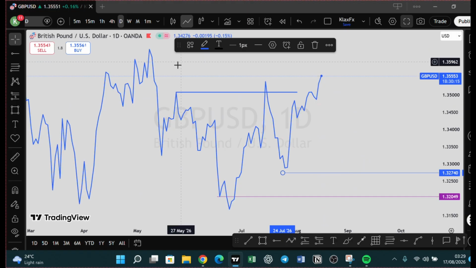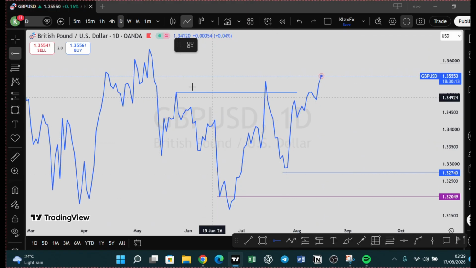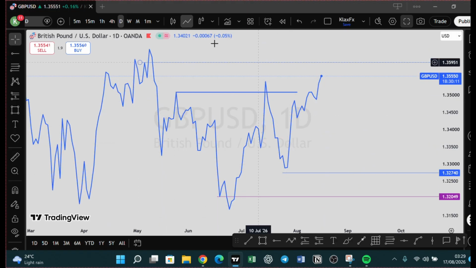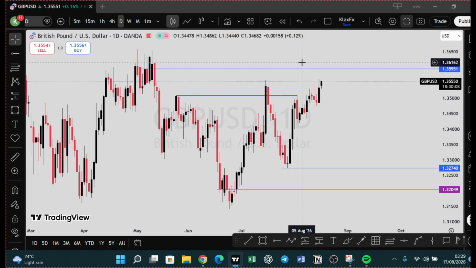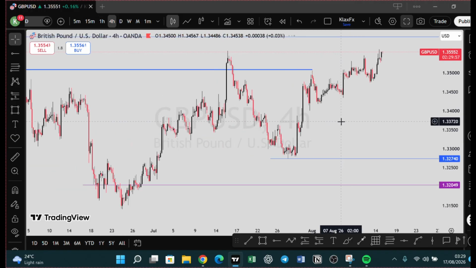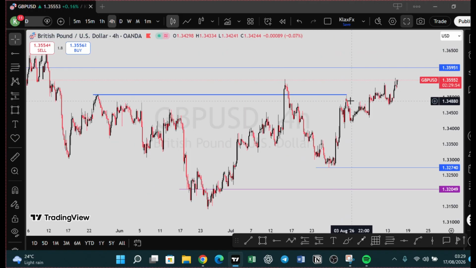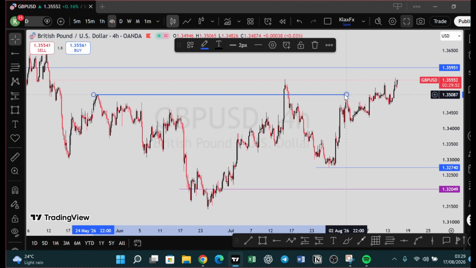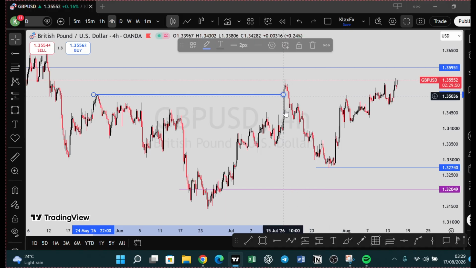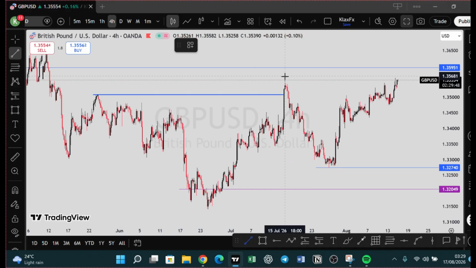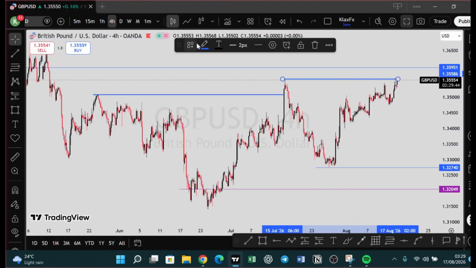Now, let's look if we can take sales. So for the sales, we can see that price is around that zone and price has not gotten to this zone. So for me, this is where I want to sell from. But I need further confirmation before I can sell from there. Now if I go to my 4-hour time frame, I can see that price has taken out the highs here. If I'm correct, yeah, price has taken out the highs.